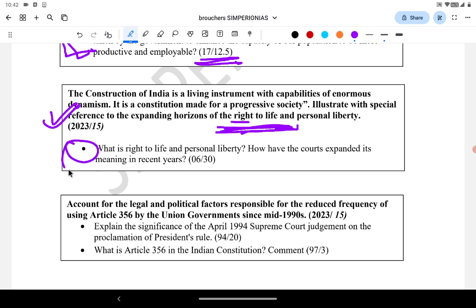Now look, go through this question of 2006. What is right to life and personal liberty? How have the courts expanded its meaning in recent years? Same. The meaning of a particular thing, right to life or personal liberty, is expanding and changing with time. That's why the Constitution is called a living document. They have asked you to explain using two things, right to life and personal liberty.